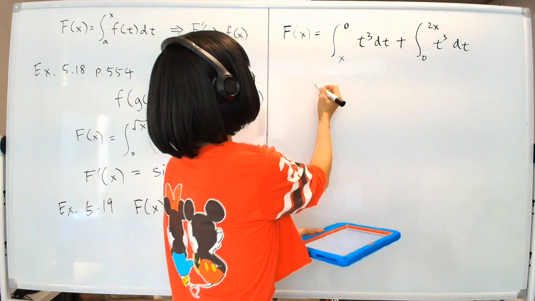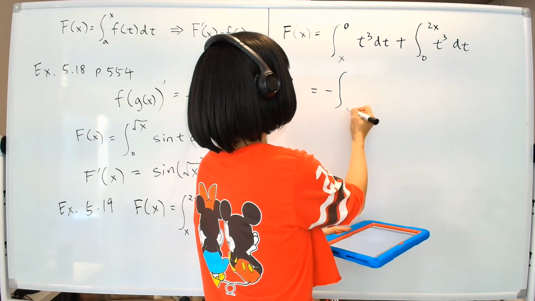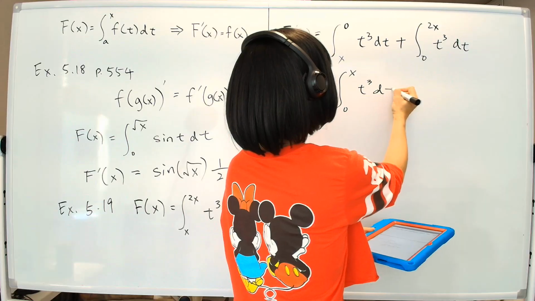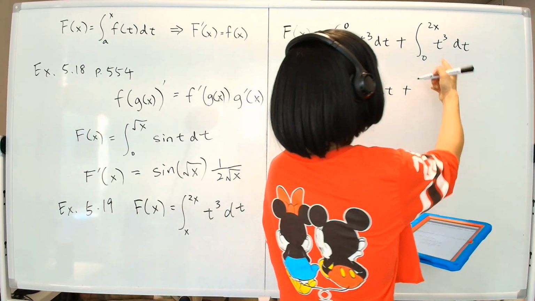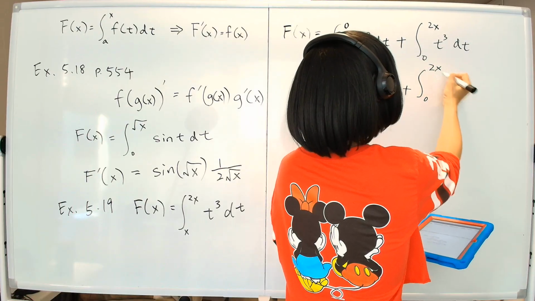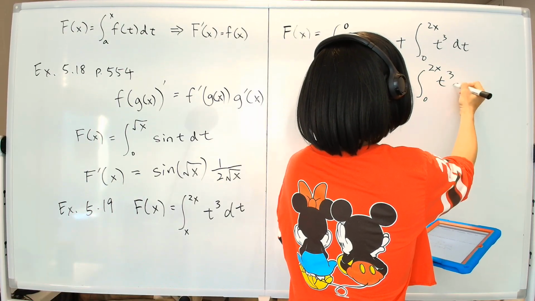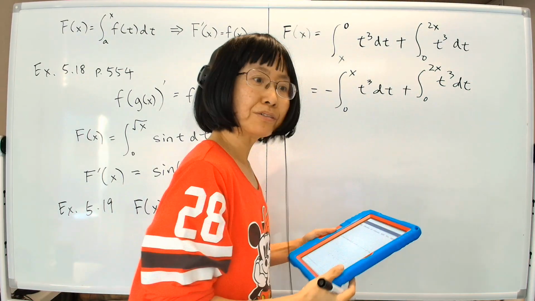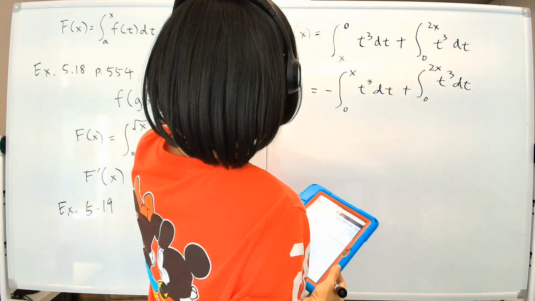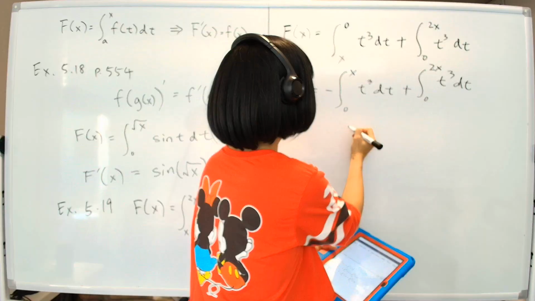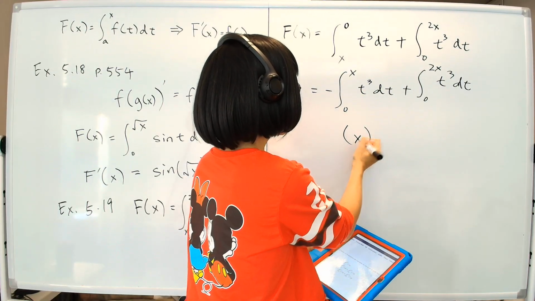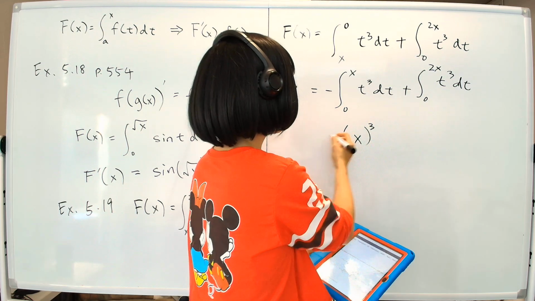Apply that rule, and then we get negative integral from 0 to x of t cubed dt, plus, that's just the same, that's not a problem, so we will keep it that way, t cubed dt. So now we're all good to apply the fundamental theorem of calculus, which says the first one is that you just write down what's in here. Okay, t cubed, you replace t with x, and it's just x cubed there, so everything's good.